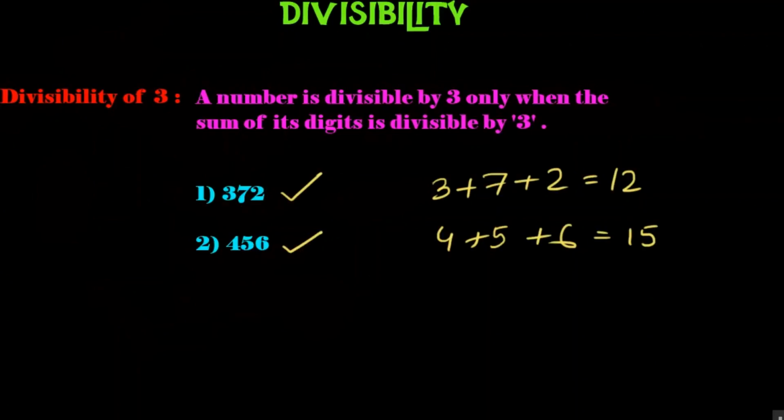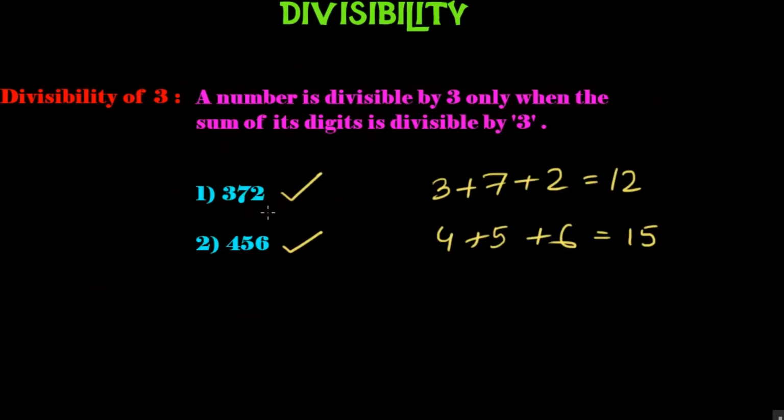We see here that 372 has 3 digits. Therefore, we add up their digits individually. That is 3 plus 7 plus 2. The number that you get as a result is 12. If that number is divisible by 3, then this number is obviously divisible by 3. Now, that's the rule for the divisibility of 3.